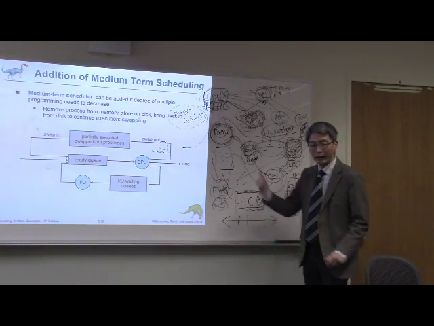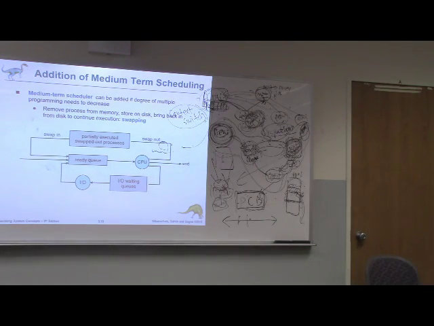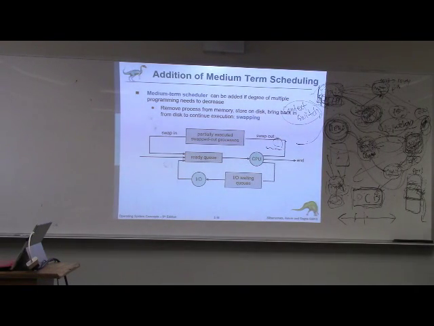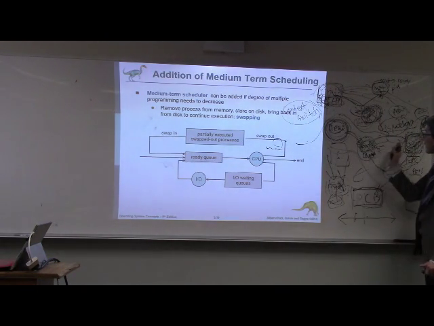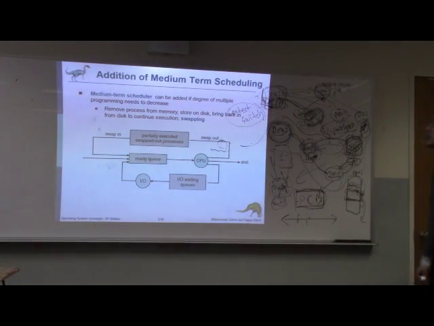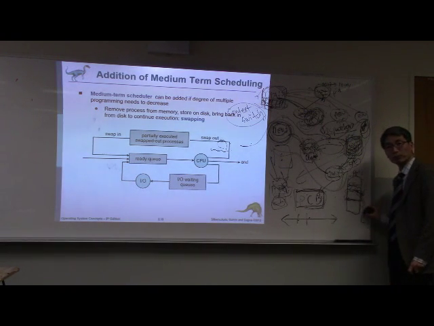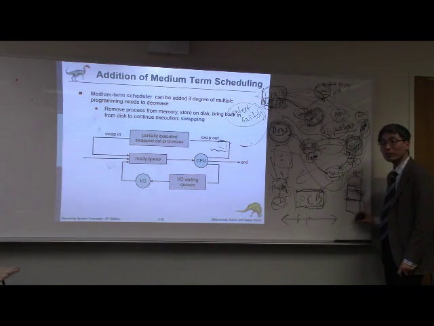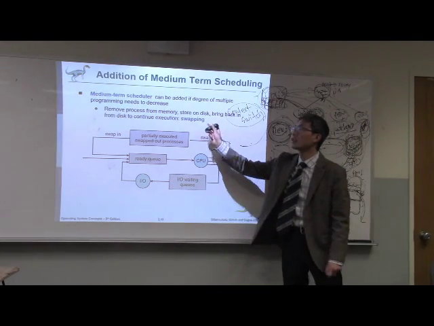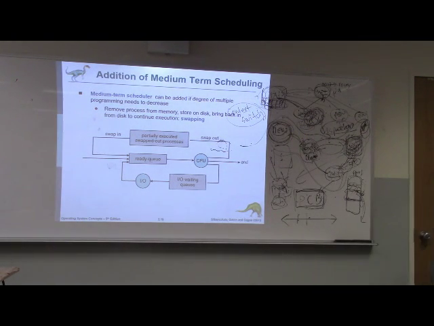If your system has such swapping in and out, that is the medium-term scheduler. It's not like the job scheduler, and it's not like the CPU scheduler. It's kind of in between, so it's called the medium-term scheduler. It's not used nowadays, okay? Because it needs huge input and output, and we also have relatively bigger memory space now. However, we are still using the swap for what?